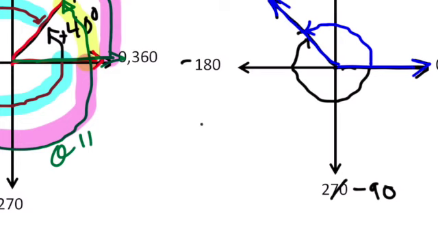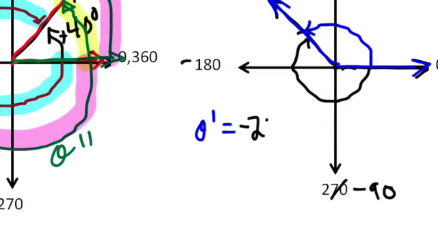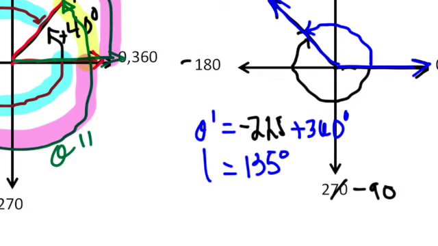So I know that my theta prime is going to be equal to negative 225, and then I'm going to add 360 to it. Notice that pattern. I'm going to add 360 degrees to it. And that'll give me, let's calculate that. Negative 225 plus 360 will give me a positive 135 degrees. And that makes sense. It's in the second quadrant, which is in between positive 90 and positive 180.